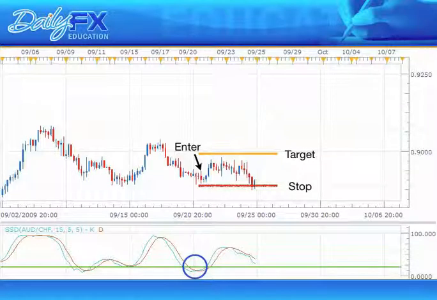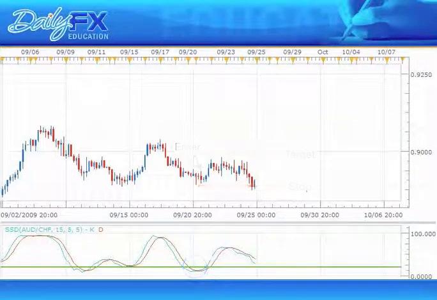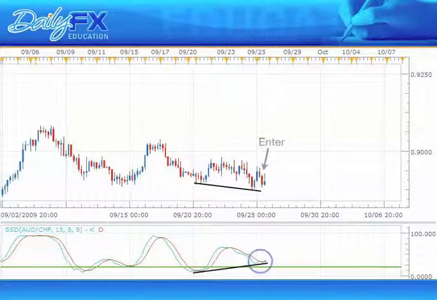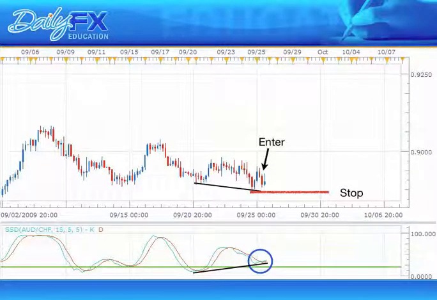Just like the previous example, divergence appears and we enter a long position on the next stochastics cross up here. Placing our stop just below the recent swing low means we have a stop distance of 30 pips, and we look to take profits up here at about 60 pips. A few hours later, the price moves in our direction and we take profit on our trade.